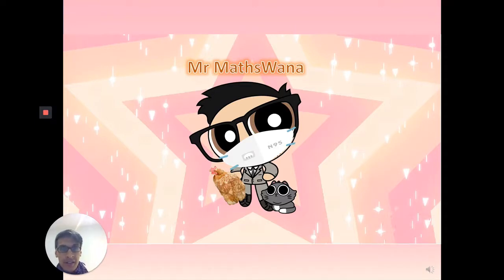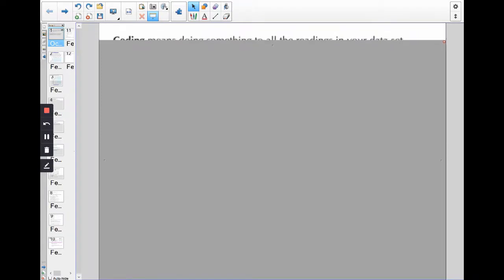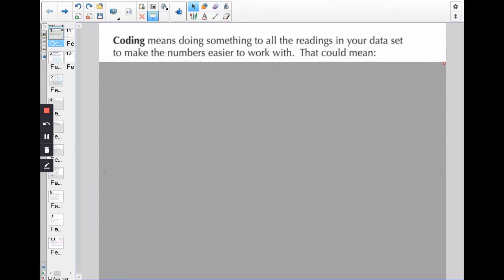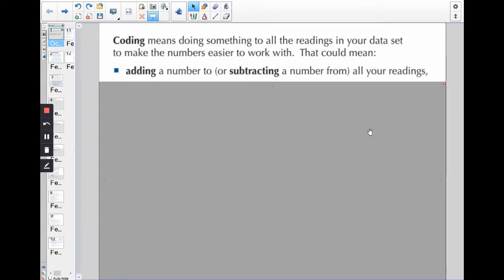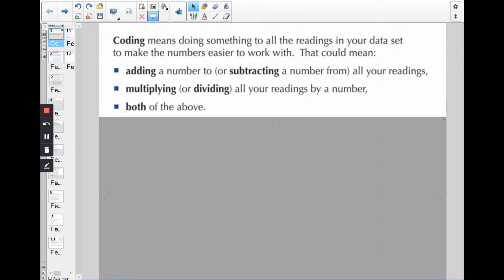Okay, let's get started. Okay guys, so the topic is coding, and I'm just going to introduce you to what it is. So it's basically doing something to all the readings in your data set to make the numbers easier to work with. So it could mean adding or subtracting a number from your readings. It could be multiplying or dividing, or it could be some combination.